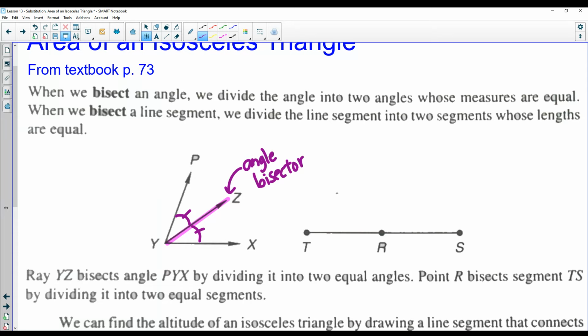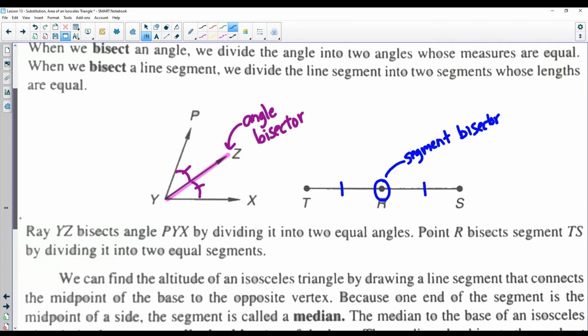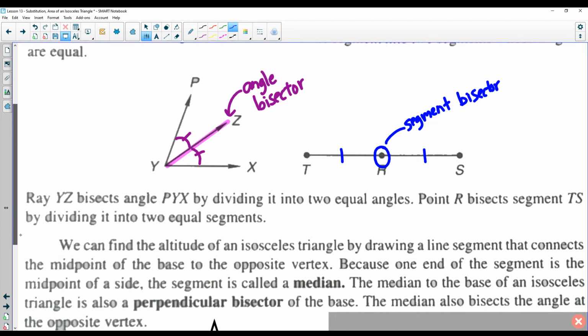Over here on the right, we have a line segment. Okay, so point R is the segment bisector. So what does that mean? It means that both of these segments are congruent, or of equal length. So that's a segment bisector. So you should have a good idea about what a bisector is. It's anything that cuts something exactly in half, into 2 equal pieces.